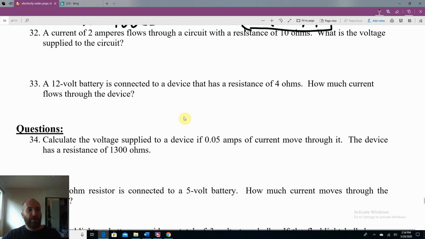Alright, a current of 2 amperes, which is just the longer way of saying amps, flows through the circuit with a resistance of 10 ohms. What's the voltage supplied to the circuit? Alright, I'm saying, what is the voltage?